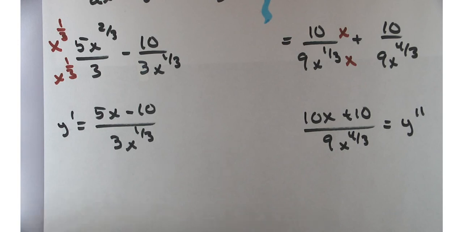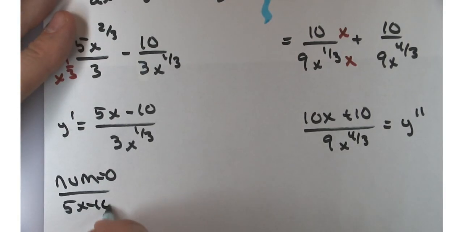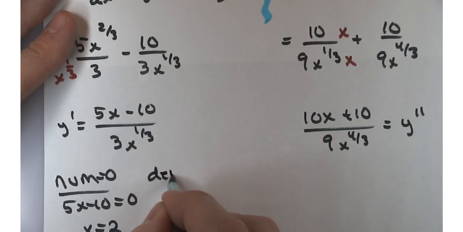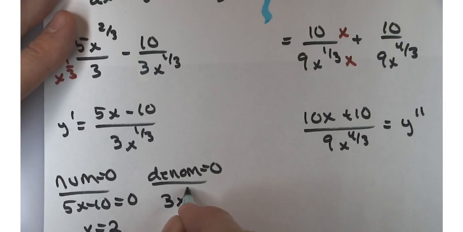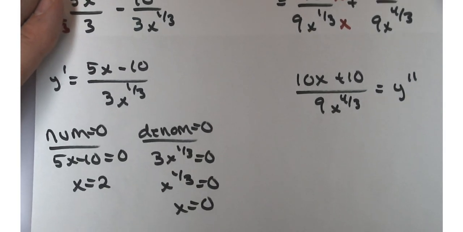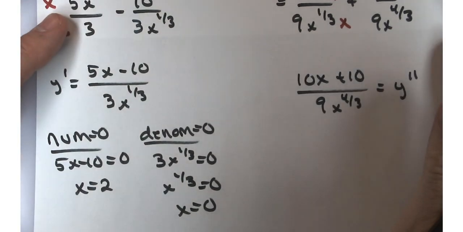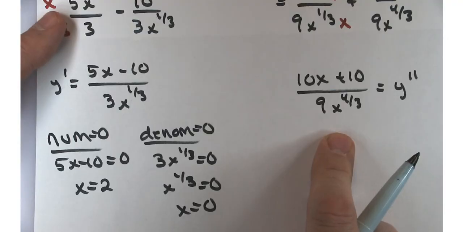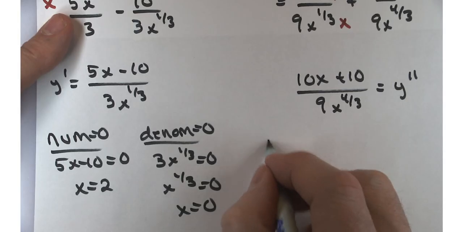So the numerator equals 0. That's going to be 5x minus 10 equals 0, or x equals 2. The denominator equals 0. That's going to be 3x to the 1/3 equals 0, or x to the 1/3 equals 0, or x equals 0. So you get two critical points. Now I already know that 0 is a critical point, but it's also a point where the denominator can equal 0. Over here, where does the numerator equal 0?